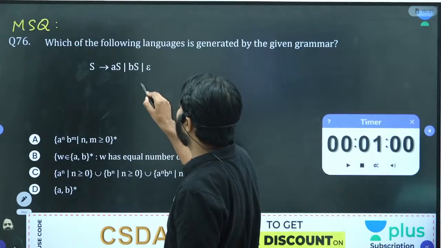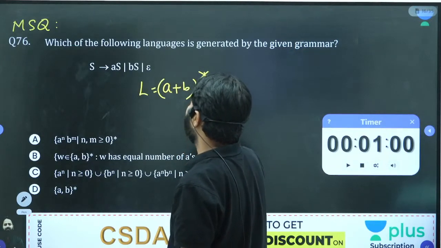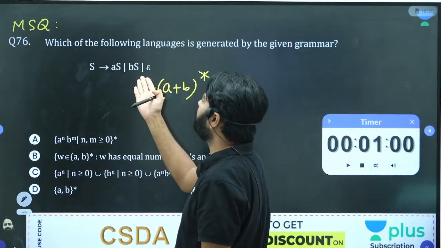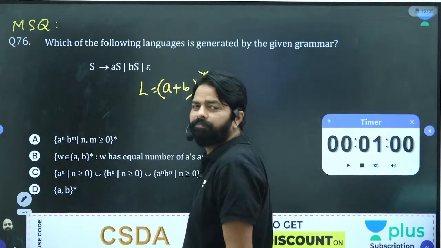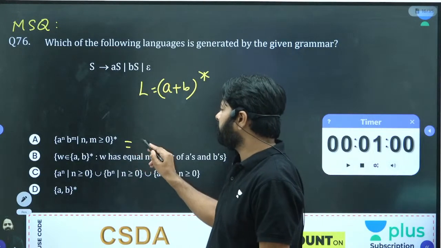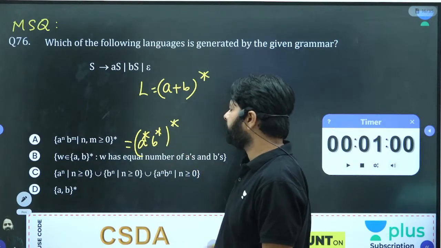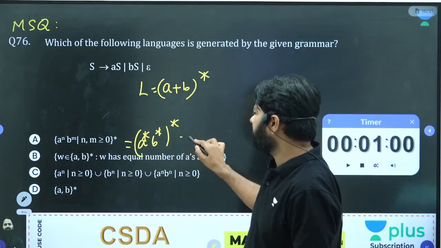This is (a+b)* expression, right? (a+b)* grammar. You can repeat a's if you want, b's if you want, in any order. Is it equal to (a*b*)*? And is this the same as (a+b)*?